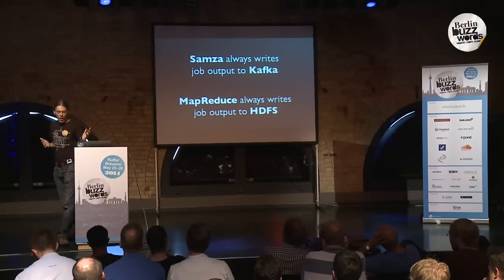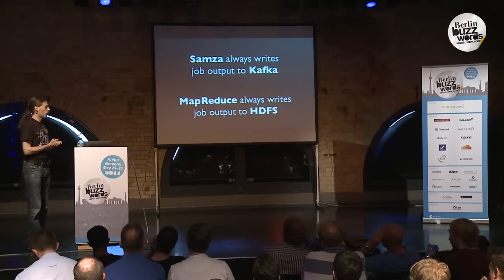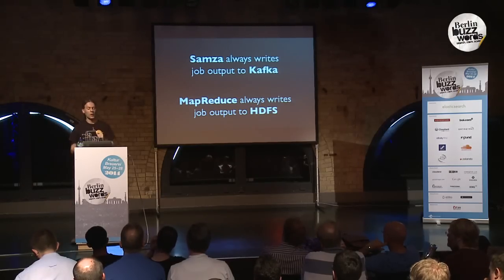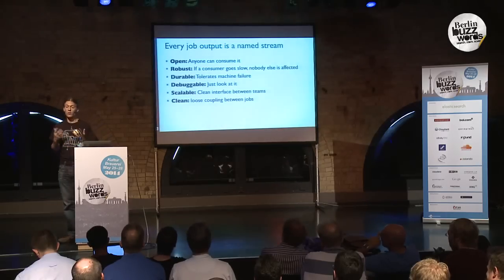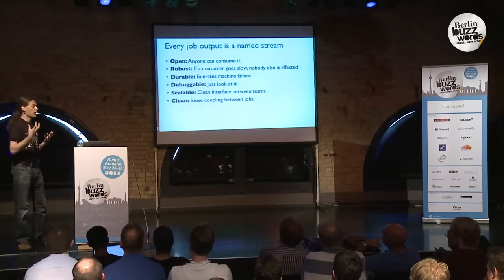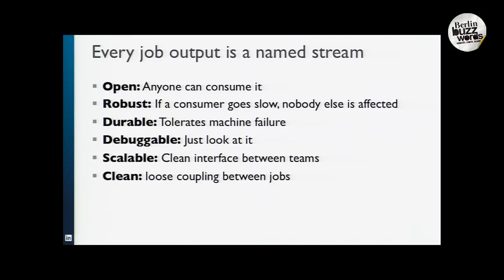Samza always writes its job output to Kafka, which by analogy you can think of as MapReduce, where every single processing stage materializes its output to HDFS, which I realize is out of fashion these days with things like Spark, which try to not materialize to disk. So I guess this can just be a counterpoint to that, not saying that they're wrong, just saying that there are advantages if you write to disk, because you can then give the stream a name. You can tell anyone that they can consume it. There's no buffering, no back pressure, no dropping of data required.